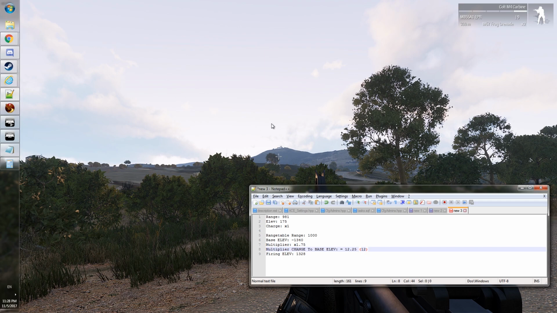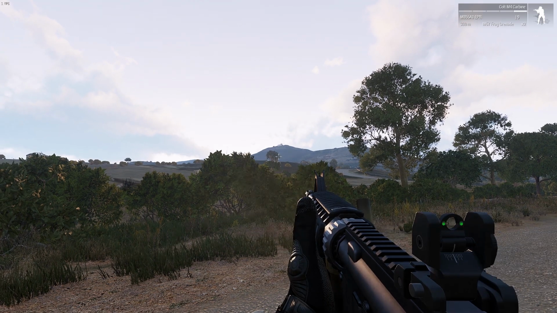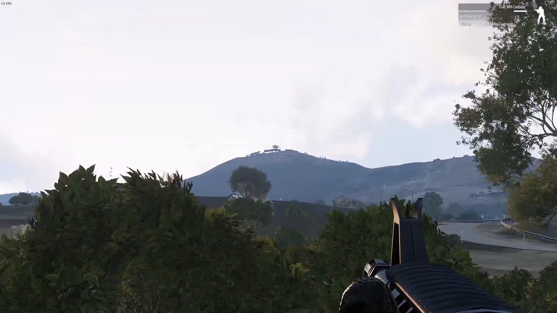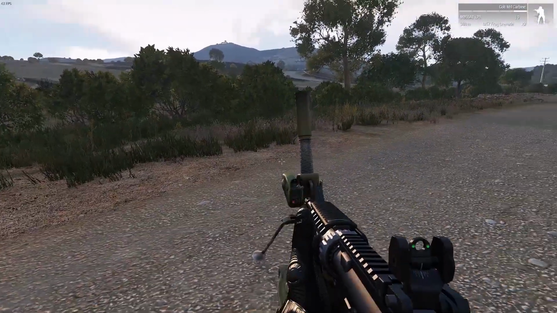Now, this is very important. Since the target is above me, I will subtract 12 from 1340. Do not add 12 to 1340, because you would only add if you were above your target. If you add 12 in this situation, your mortars will land about right here. And if you've got friendlies there advancing on that hill, that's no good.